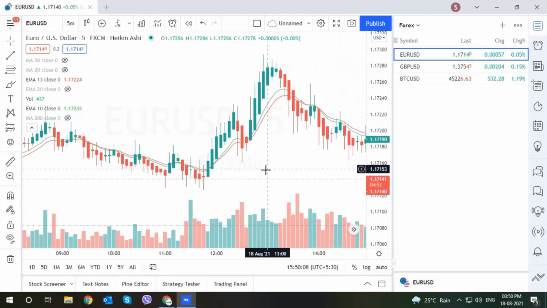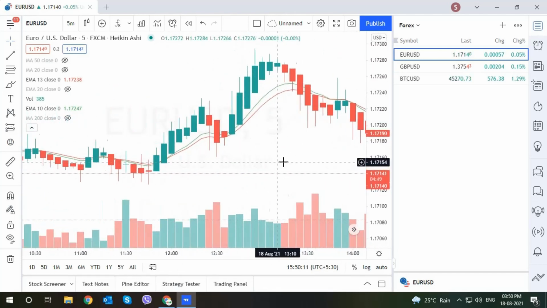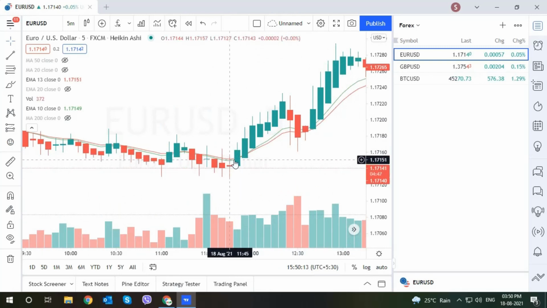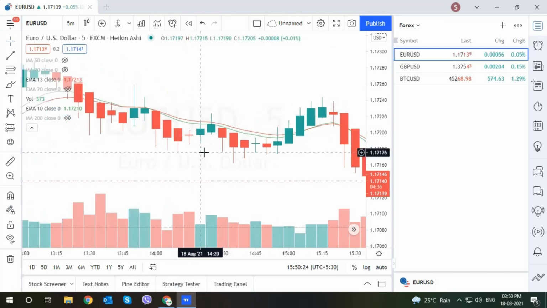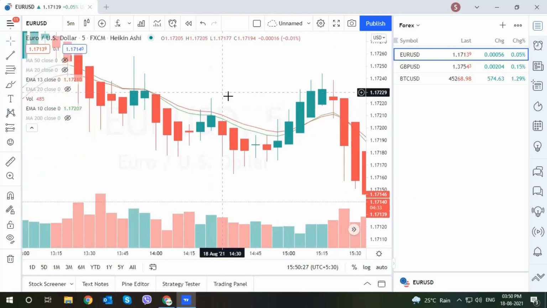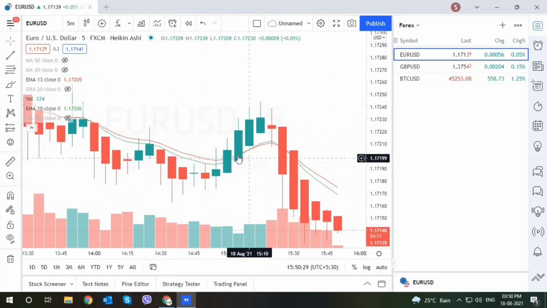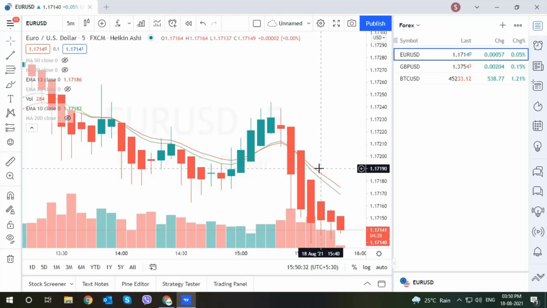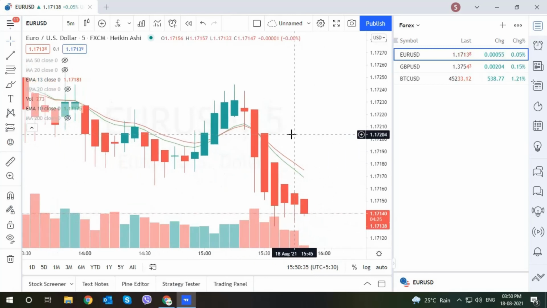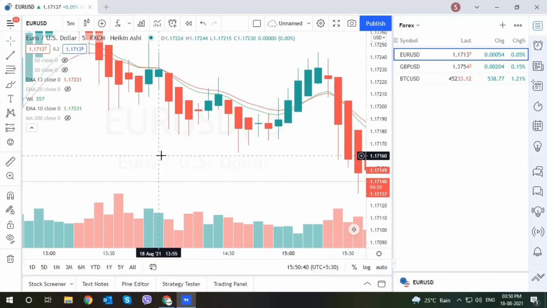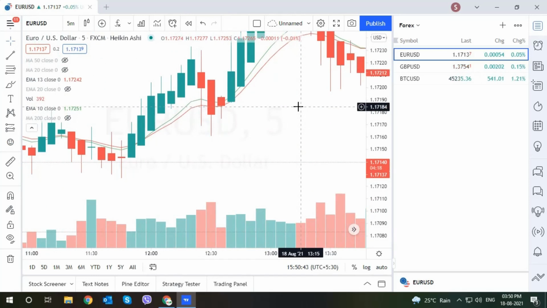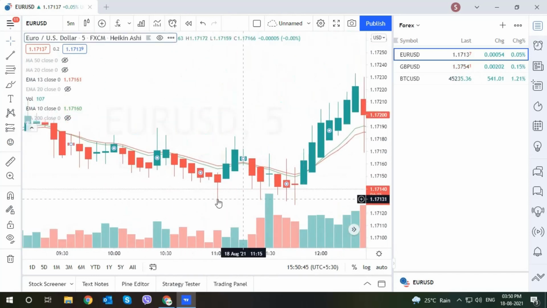Now how to trade these lines? It's very simple, friends. Whenever the red line crosses over the green line, where the green is on top and the red is down, whenever the crossing happens, you need to short. Whenever the red line is on top and the green line is down, you need to short. And whenever the vice versa happens, whenever the green line crosses the red, you need to take a buy trade. It happens in every trade, in every position.